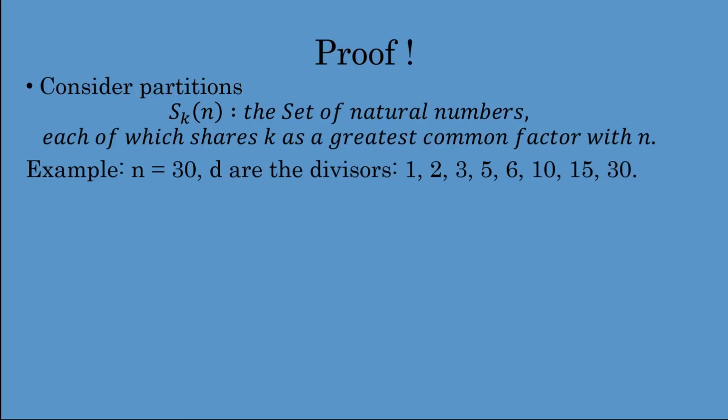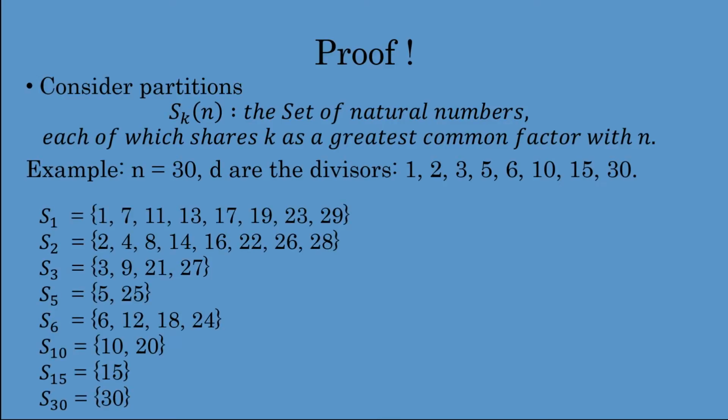And I say that d runs through the divisors. Strictly speaking, you could say k runs through the divisors 1, 2, 3, 5, 6, 10, 15, and finally 30. However, here's the listing of all these different subsets. Now, at this point, we're just purely talking about sets and subsets. You might perhaps want to verify that this is essentially a partition of the set 1 through n of natural numbers.